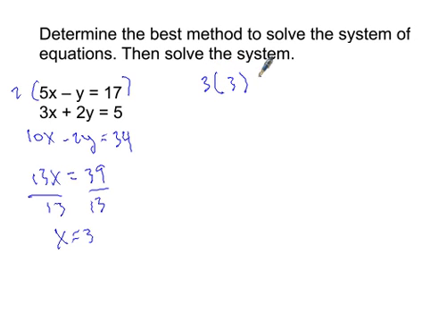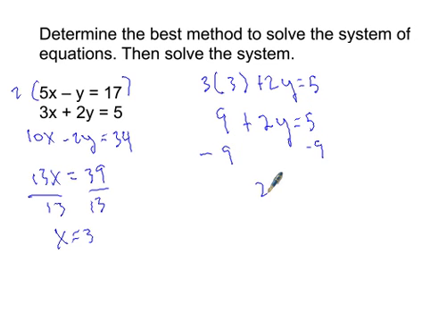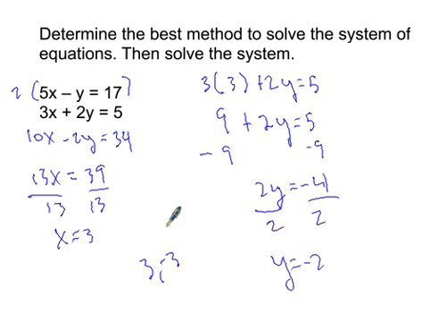3 times 3 plus 2y equals 5. So 9 plus 2y equals 5. 2y equals -4. So y is -2. All right, 3 negative, whoops. Was thinking 2, but wrote a 3. 3, -2 is the ordered pair.